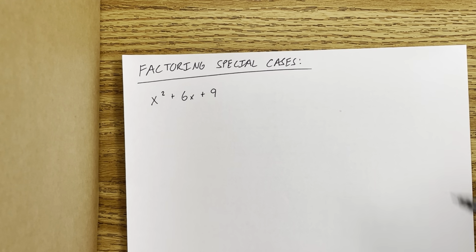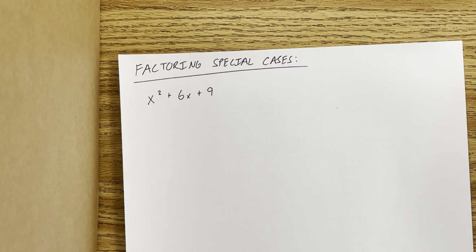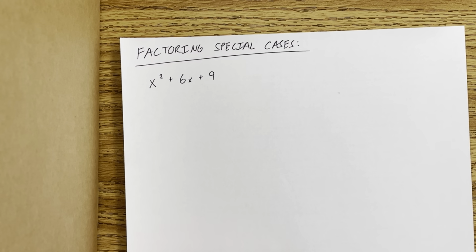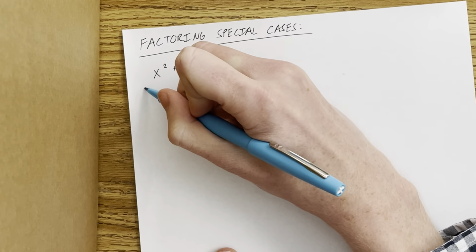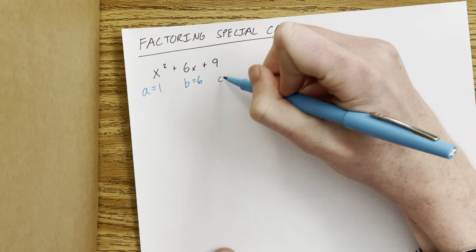All right, in this video, we're gonna be talking about factoring special cases. So let's just get right into it. So we're gonna factor this one like we would normally, and then we'll review it and see what's different about it. So A equals 1, B equals 6, and C equals 9.